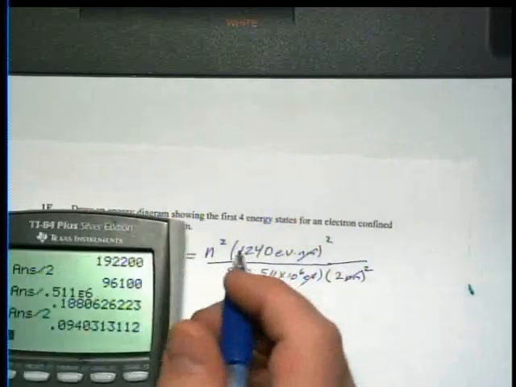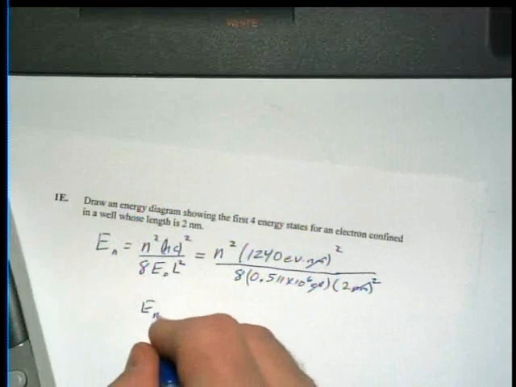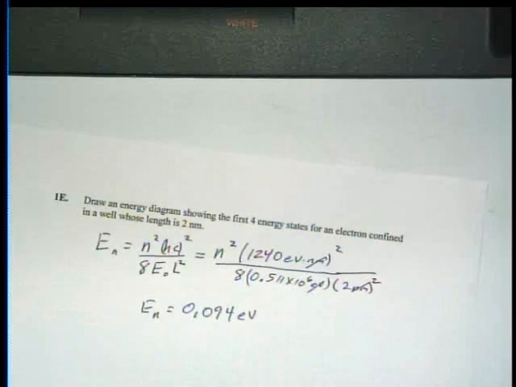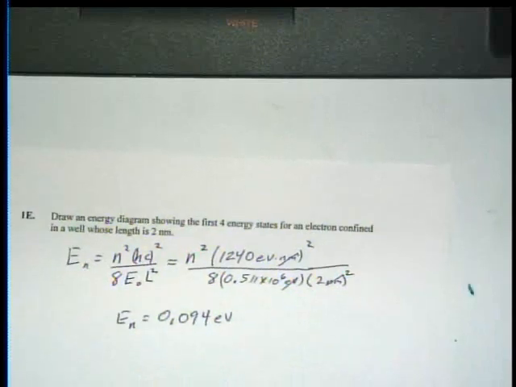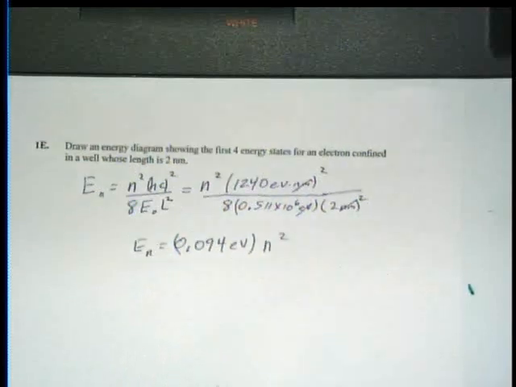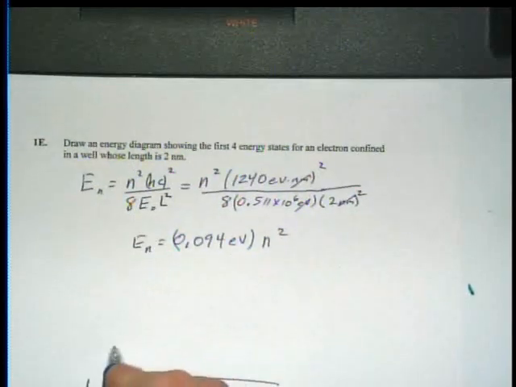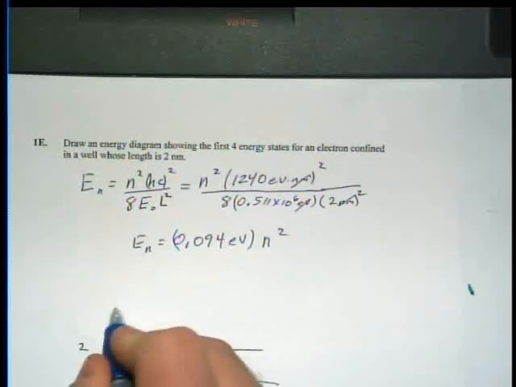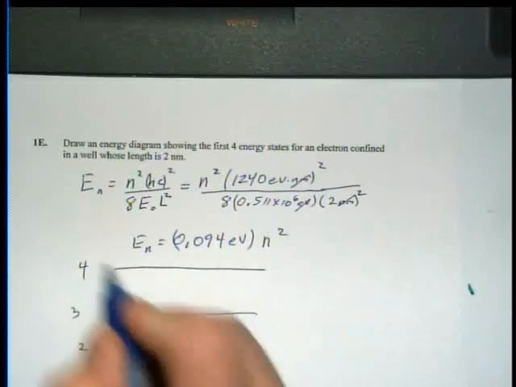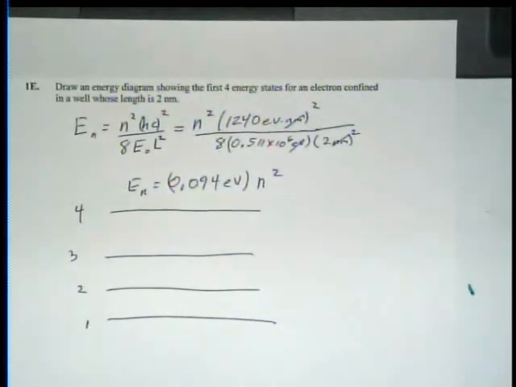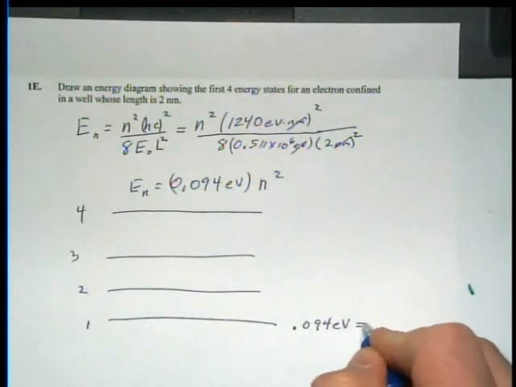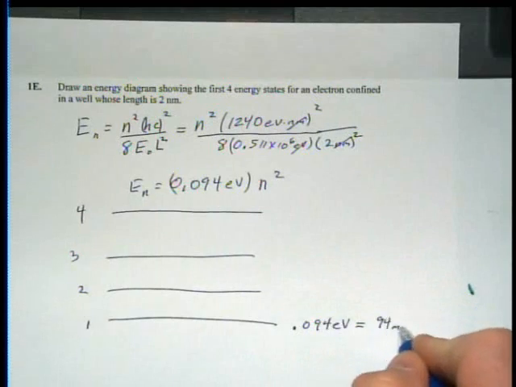So E_n is 0.094. So like I said, a little bit less than a 1/10 of an eV. And then that's times n squared. So there's 1, there's 2, 3. And remember, the spacing gets further apart as you go up. So this is 0.094 electron volts, or if you prefer, 94 milli electron volts.